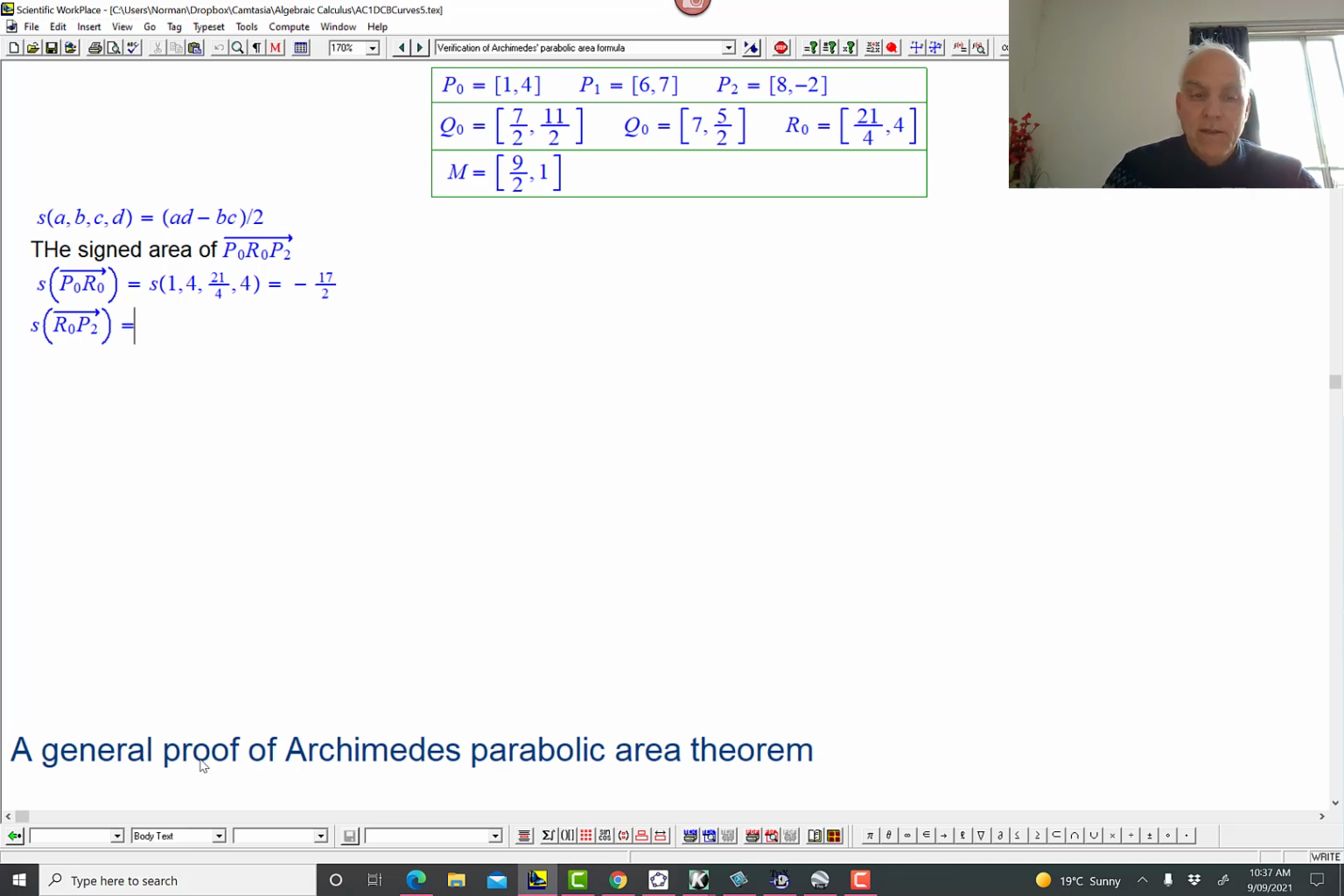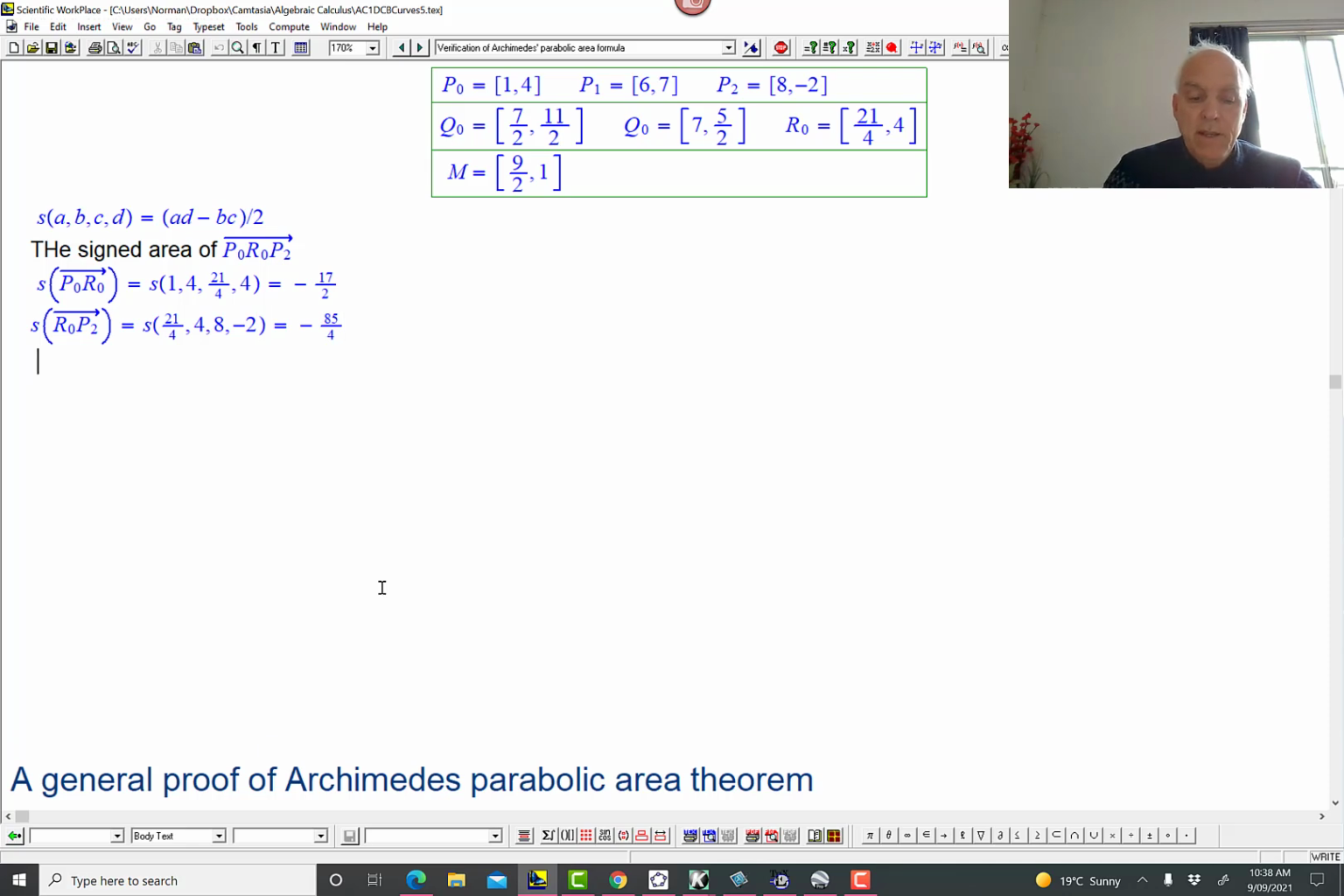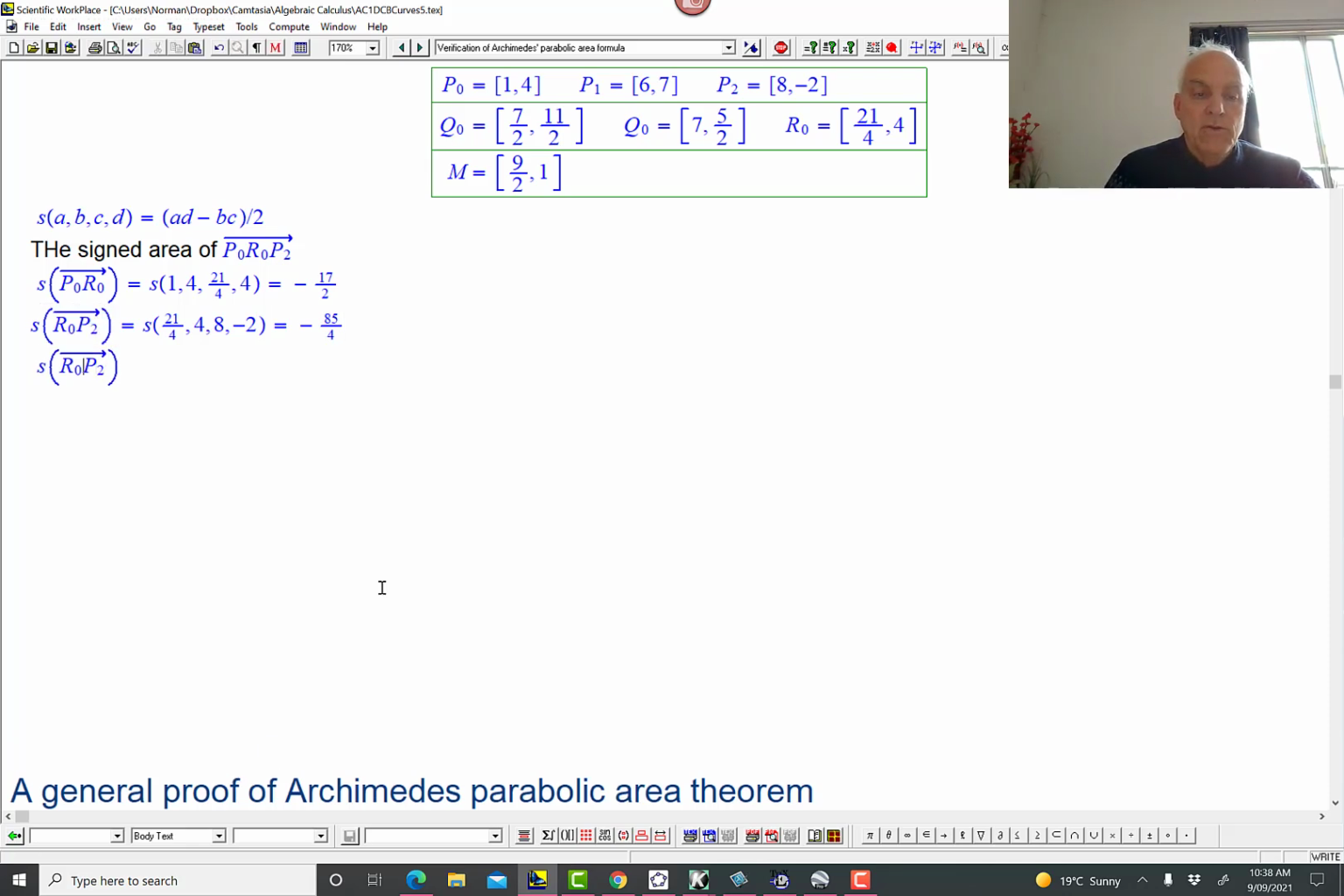Okay, so now we have to take, let's grab this thing here. I'll get rid of the P0 at the front and put in a P2 at the end. P2 is 8 minus 2, that is, 8 comma minus 2. Okay, there's that. And finally, we have to go from P2 back to P sub 0.